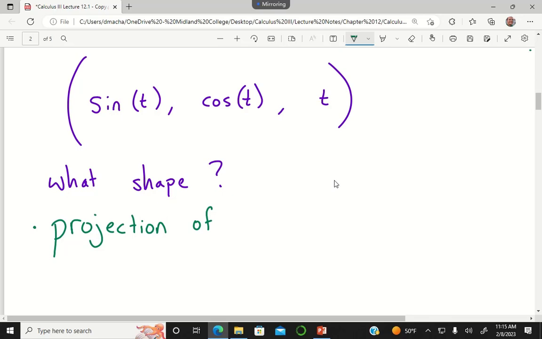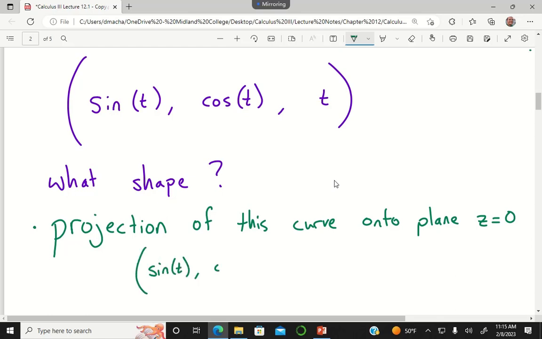Yeah, so think about what this would look like if I took the projection of this curve onto the plane z equals 0, okay? So that means I'm just going to take the same curve, but then just set z equal to 0. So this is going to kind of simplify things. The plane where z is equal to 0 is also known as the xy plane.